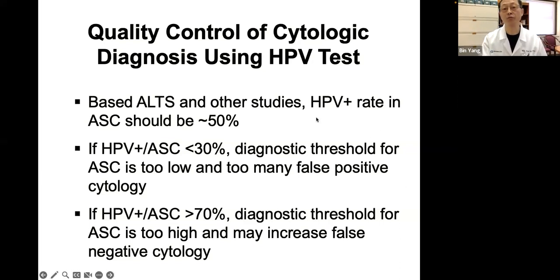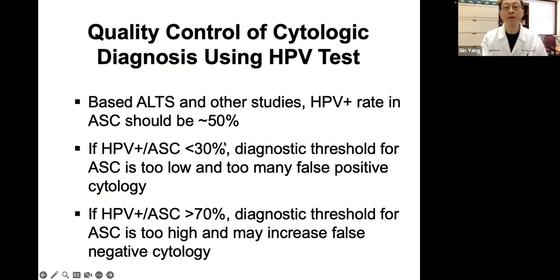HPV rate should be roughly somewhere between 40 to 60. Ideally, it should be 50%. That's not highly demanding. That means whatever we call ASCUS in cytology only requires 50% linked with HPV infection, another 50% not. It's like a coin toss.